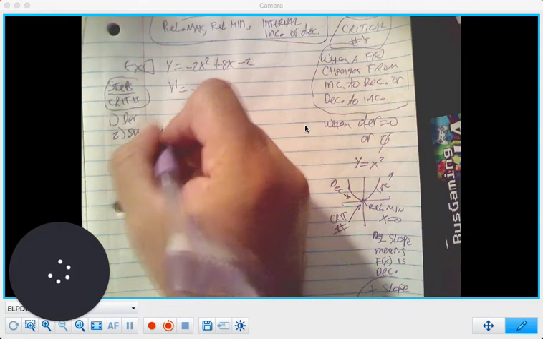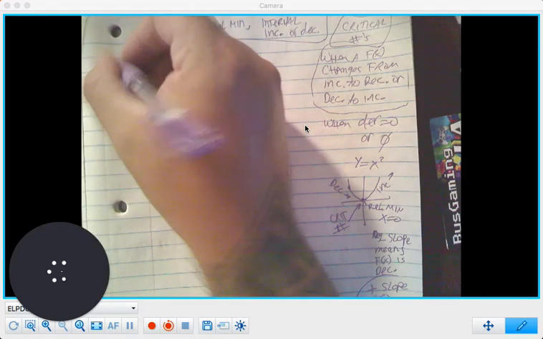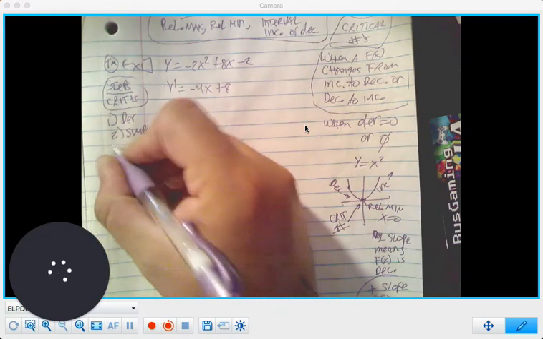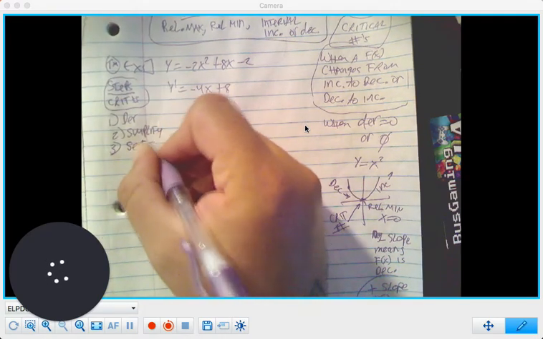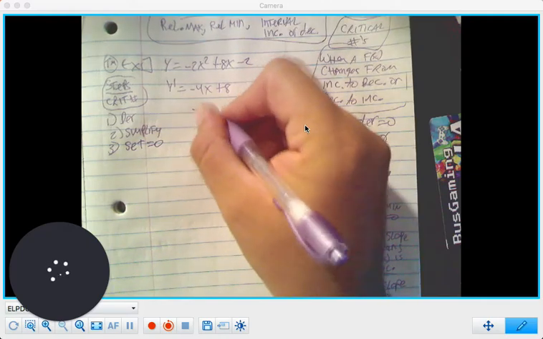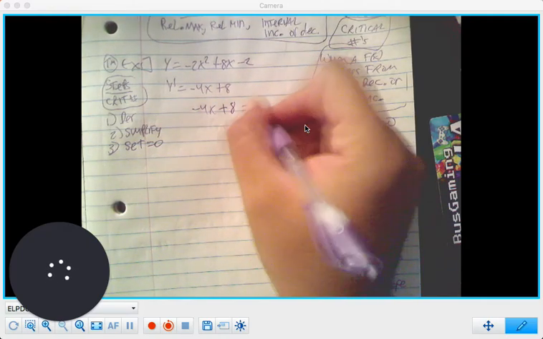These are my steps. Simplify: there's nothing to simplify here, so we're good. I put that just in case you have to multiply or divide something. Number 3, you set it equal to 0. So now I have negative 4x plus 8 equals 0.